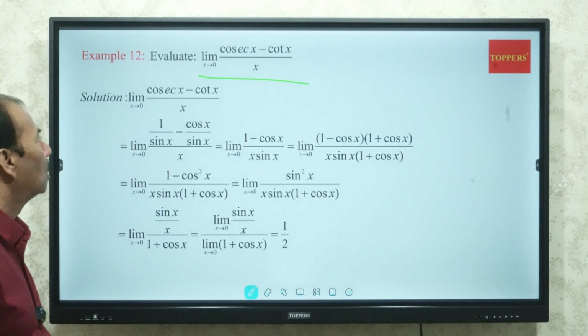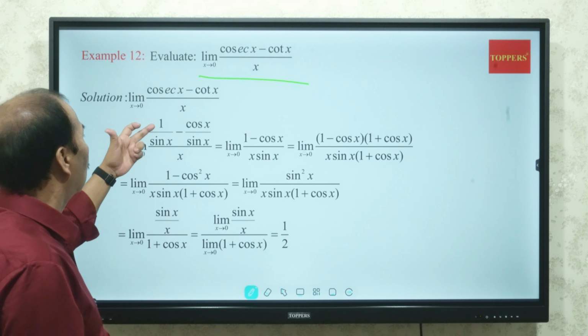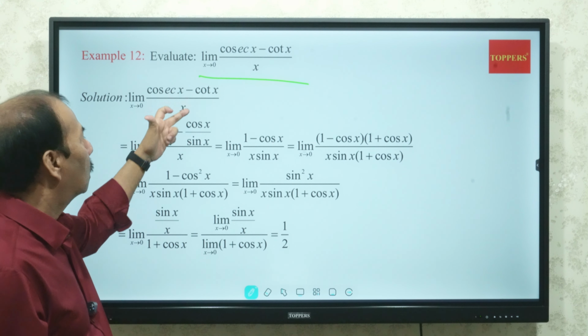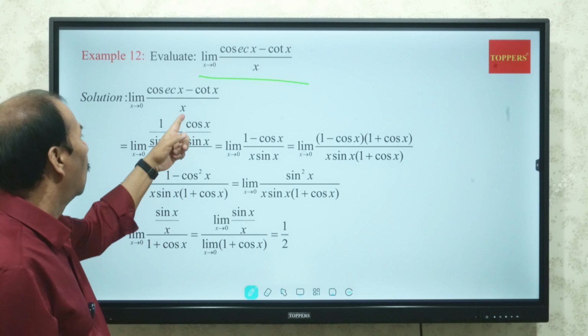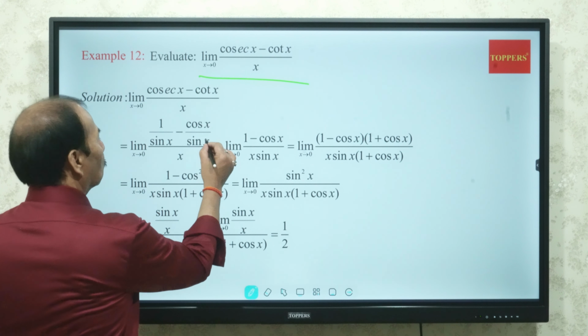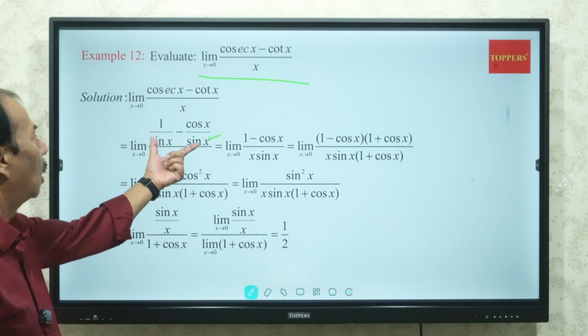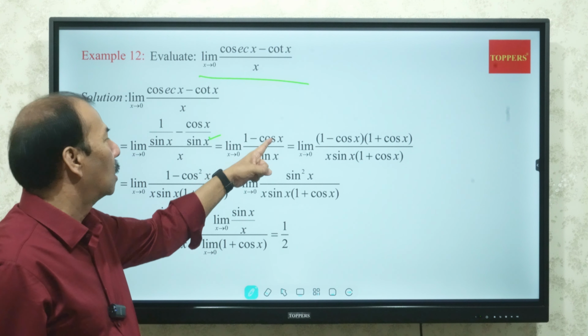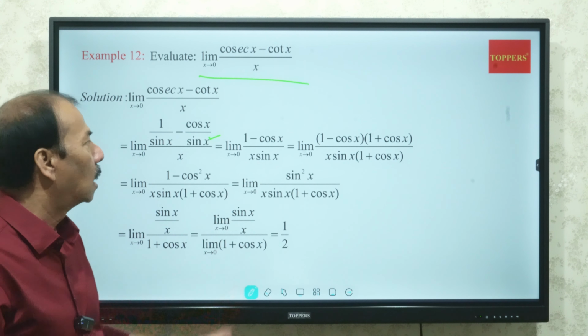So keeping those things in mind, you can write cosec x, that will be 1 upon sin x, cot x is cos x upon sin x, and here we have this x. So sin x is the common denominator here, so this will become (1 minus cos x) upon x sin x.